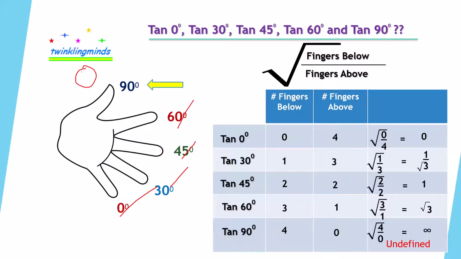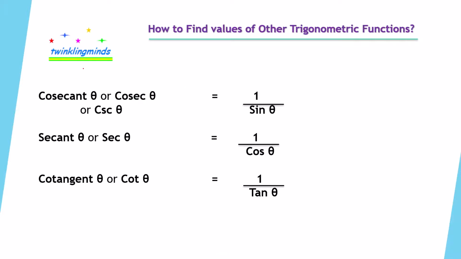Now how can we find the values of the other three trigonometric functions? Very easy. We know that cosecant theta, also called cosec theta or CSC theta, is nothing but 1 divided by sine theta, and secant theta or sec theta is 1 divided by cos theta. Cotangent, also called cot theta, is 1 divided by tan theta. If we know the values of sine, cos, tan, we can find cosec, sec and cot theta.